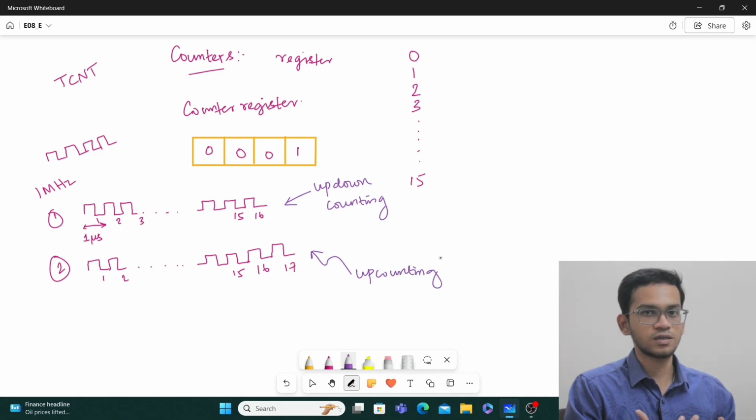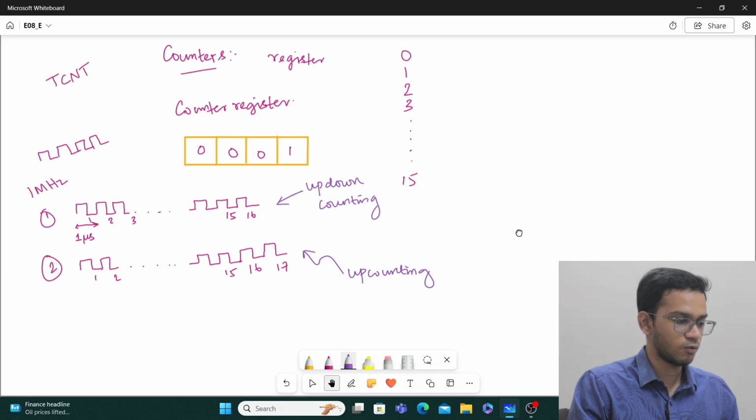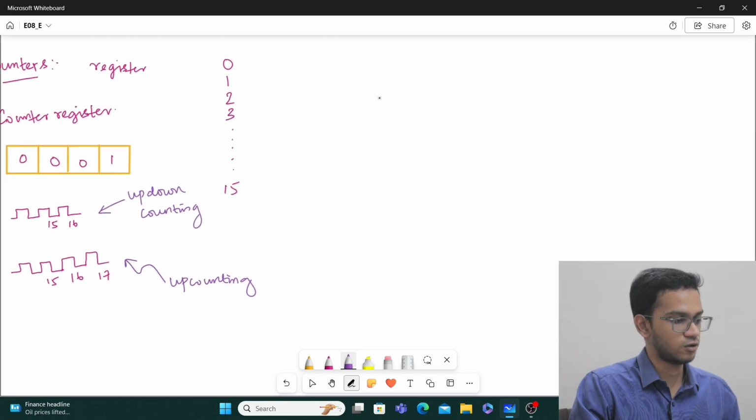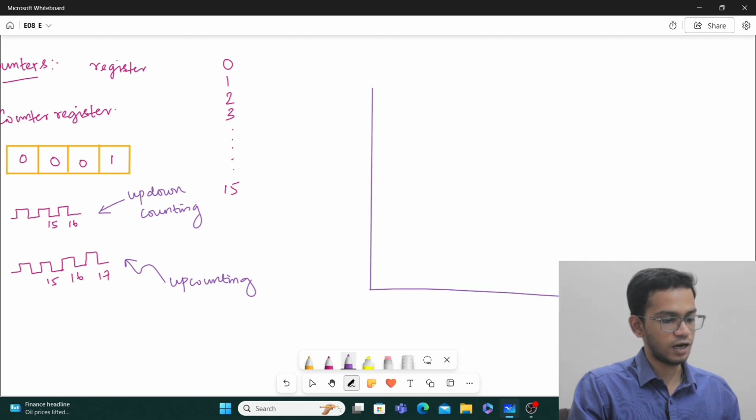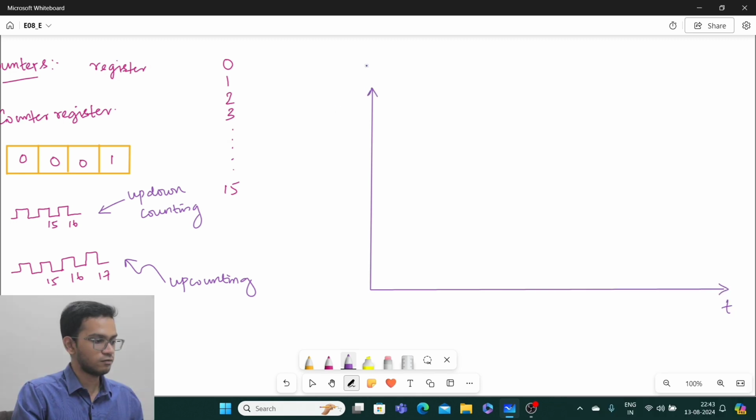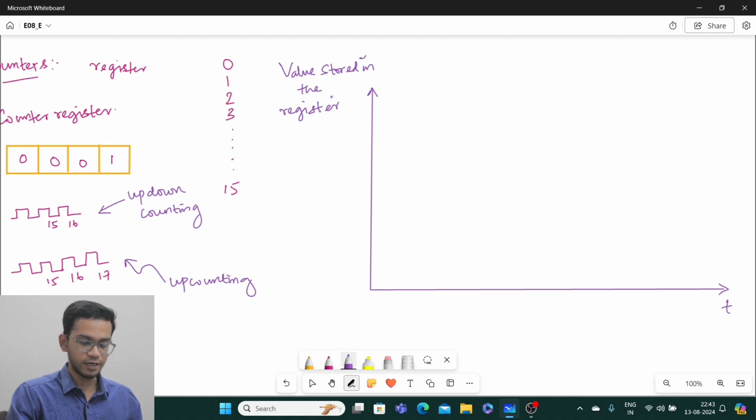To visualize this up counting and down counting, what they usually do is they draw a graph, which may look something like this. On the x-axis, you will have time, and on the y-axis, you will have the value stored in the register. Now, at the first microsecond, what was my value in the register? It was 0, 0, 0, 1. At the 0th microsecond, it was all 0.